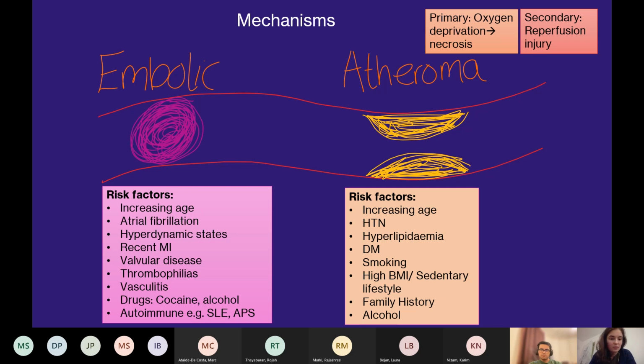So embolic causes would be things like increasing age, atrial fibrillation, which is in this case hyperdynamic states. A recent heart attack is also a risk. Any kind of valvular disease that is promoting a thrombus forming. Cocaine and alcohol can cause hypertension, and thus can trigger the coagulation cascade. And then the big ones for exams would be lupus and antiphospholipid.